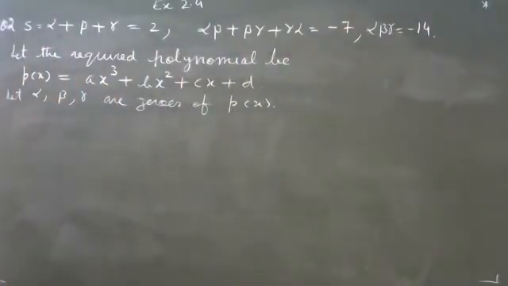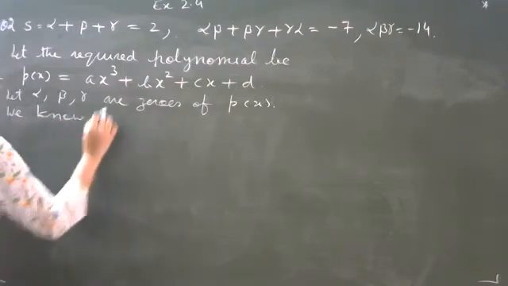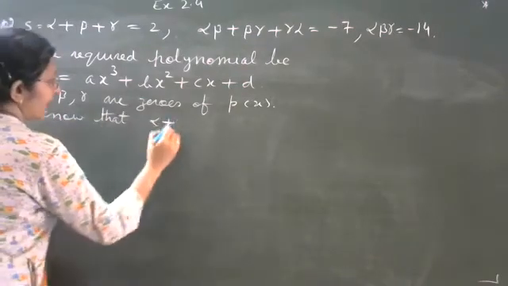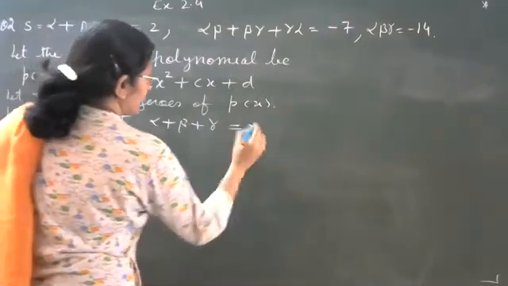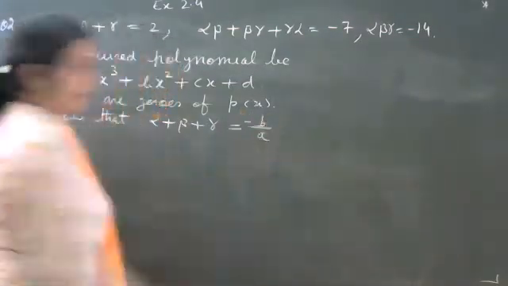Now we have to apply the relation. We know that alpha plus beta plus gamma is equal to minus b over a.